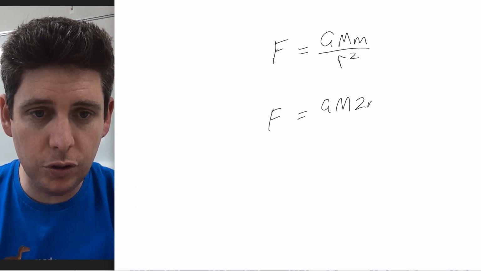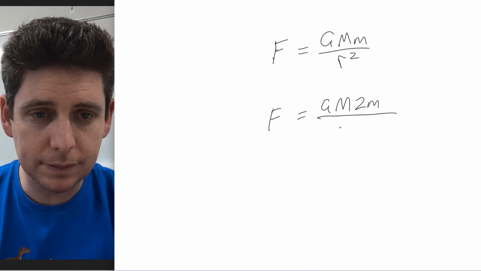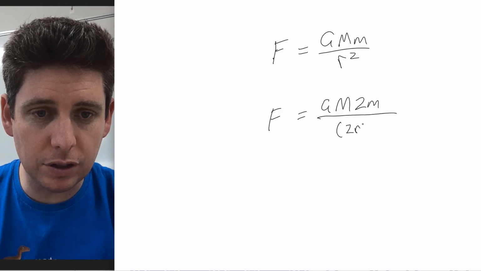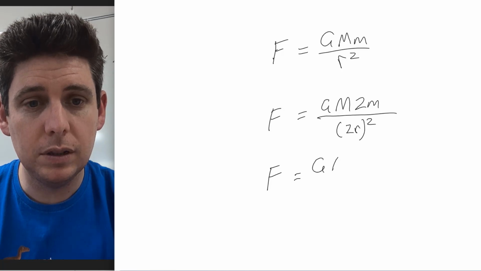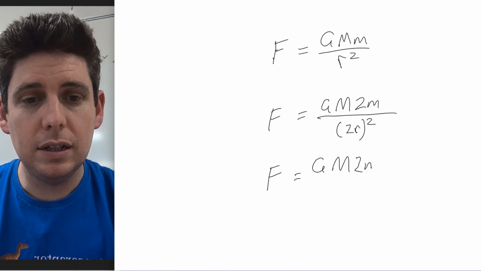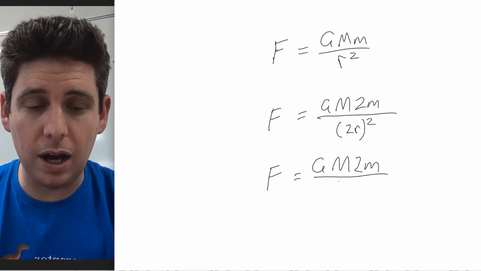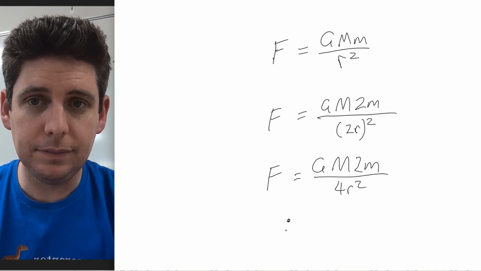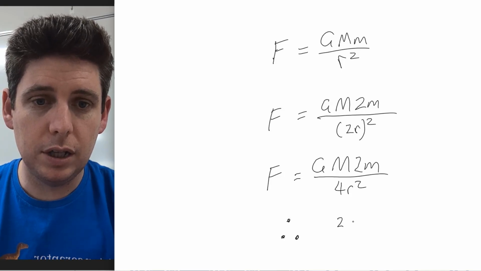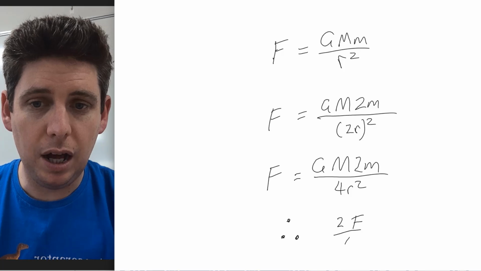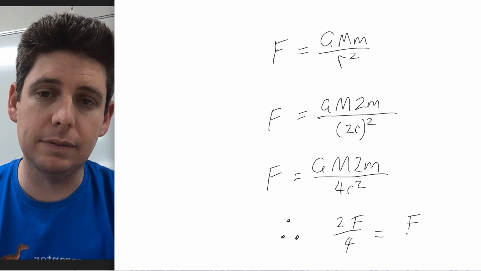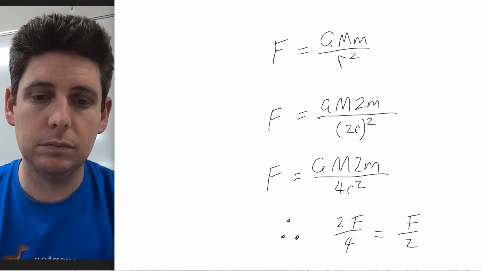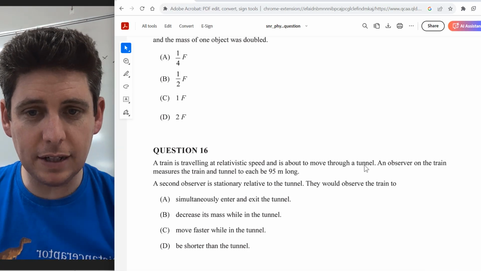So you've got 2m on the top, and you've got 2r squared on the bottom. So it'll be 4r squared. So it's going to be halved. B is the answer. Question 16.